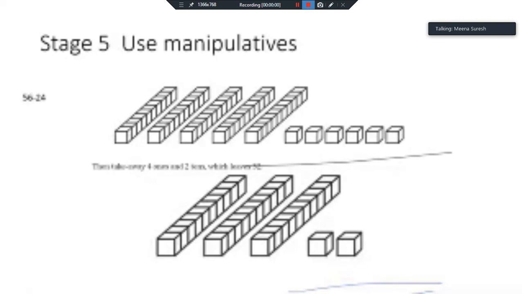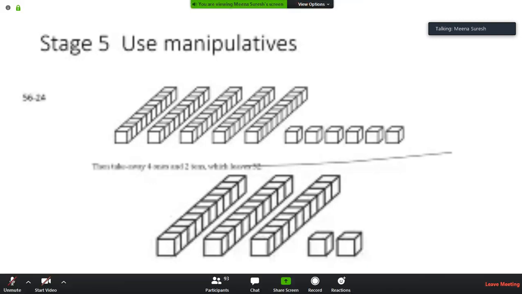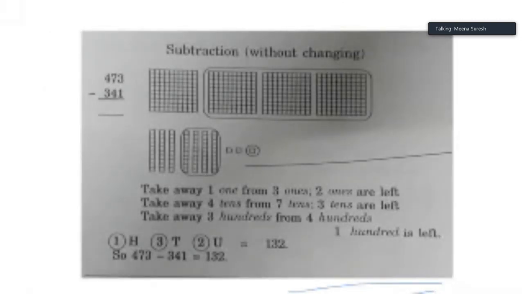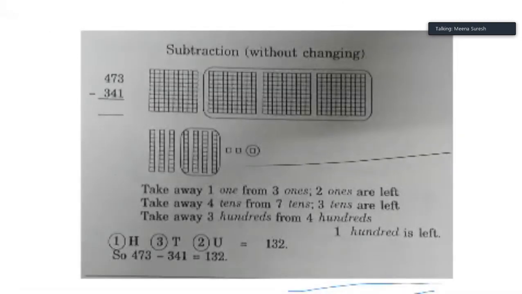Without changing in 3-digit numbers. Why I am showing this particular slide is because I want you to tell the children, take away 1 from 3 ones. Take away, how many tens? 4 tens from 7 tens. Take away 300s from 400s.